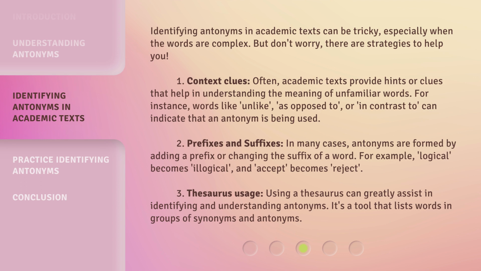2. Prefixes and suffixes. In many cases, antonyms are formed by adding a prefix or changing the suffix of a word. For example, logical becomes illogical, and accept becomes reject. 3. Thesaurus usage. Using a thesaurus can greatly assist in identifying and understanding antonyms. It's a tool that lists words in groups of synonyms and antonyms.